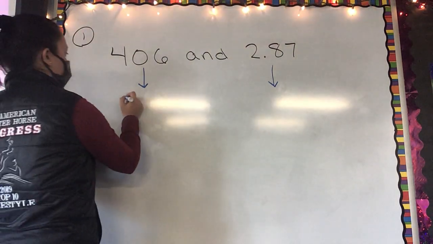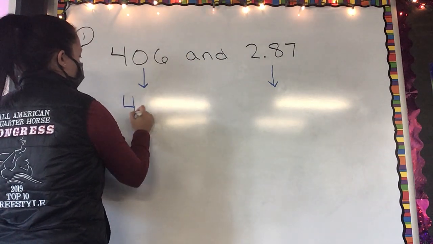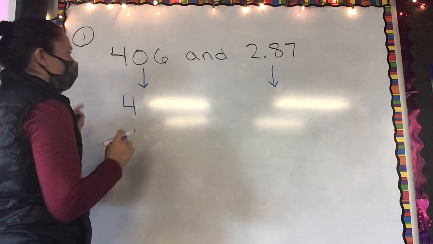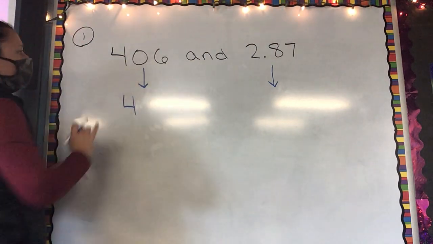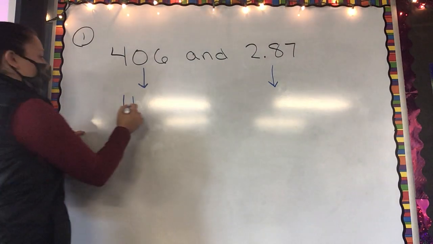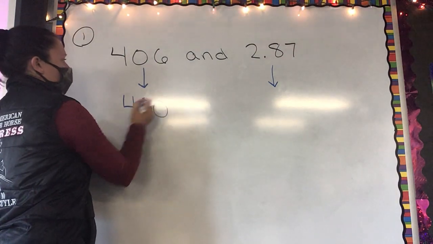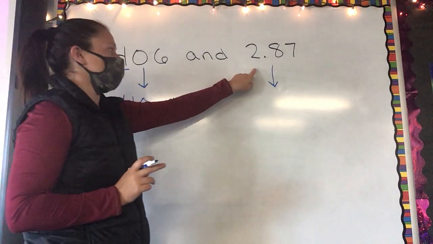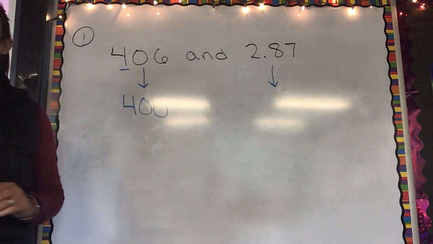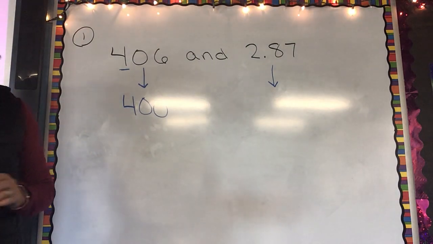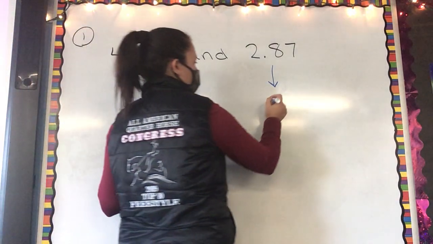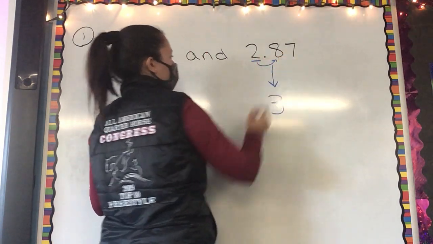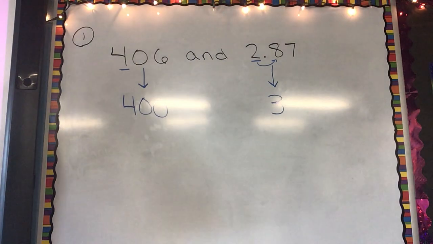Bradley? 410? What'd you say? 500? Let's look at our hundreds place. 400. Yeah, 400. Good. We're going to look at our hundreds place here to get a rounded number. What about over here? 2.87. What would I round that to? Raina? 3. Yeah, 3. I look at my ones place, and then I look at the number after it, and I round up since that's an 8.